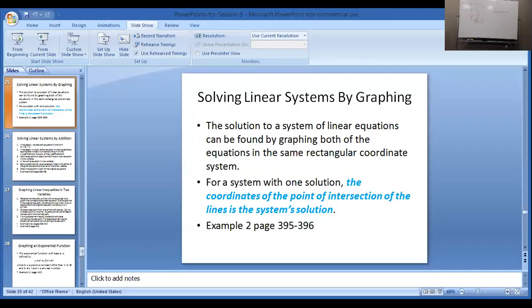Solving linear systems by graphing. The solution to a system of linear equations can be found by graphing both of the equations in the same rectangular coordinate system. Where they intersect is the solution. If I have two equations and I draw two lines, where those two lines intersect, that's the solution. Look at example 2, page 395.